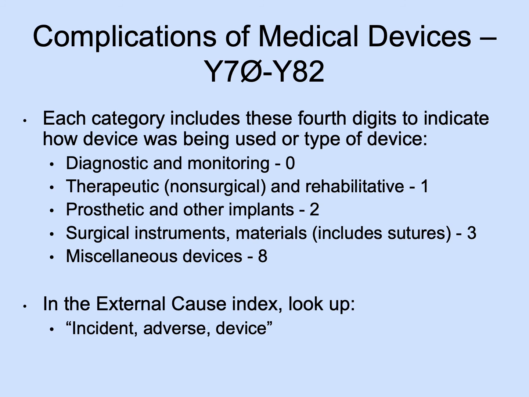Now each category in here, the medical devices, describe fourth digits of what the device is being used for. Is it diagnostic and monitoring? Is it therapeutic or rehabilitative? Is it prosthetic and other implants? Is it surgical instruments or materials, including sutures, or miscellaneous? So in the external cause index, look up incident adverse device.